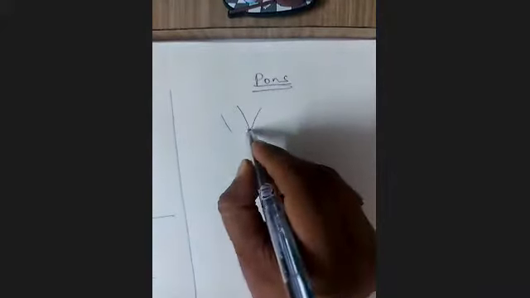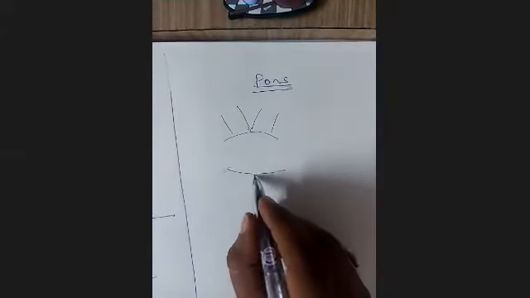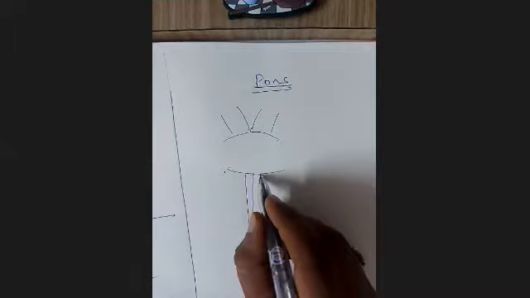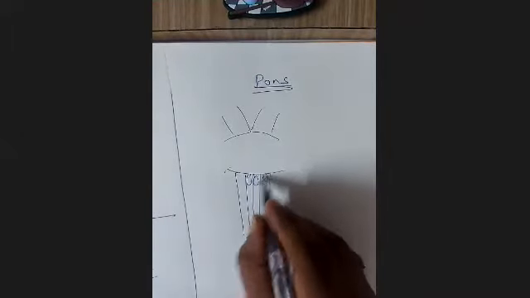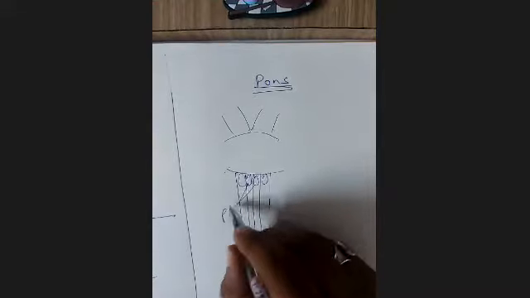Welcome to this session on pons. When we see the pons from the anterior aspect, this is how the midbrain is, and then here is the pons, and then the medulla. Anterior lateral fissure, posterior lateral fissure, pyramids.